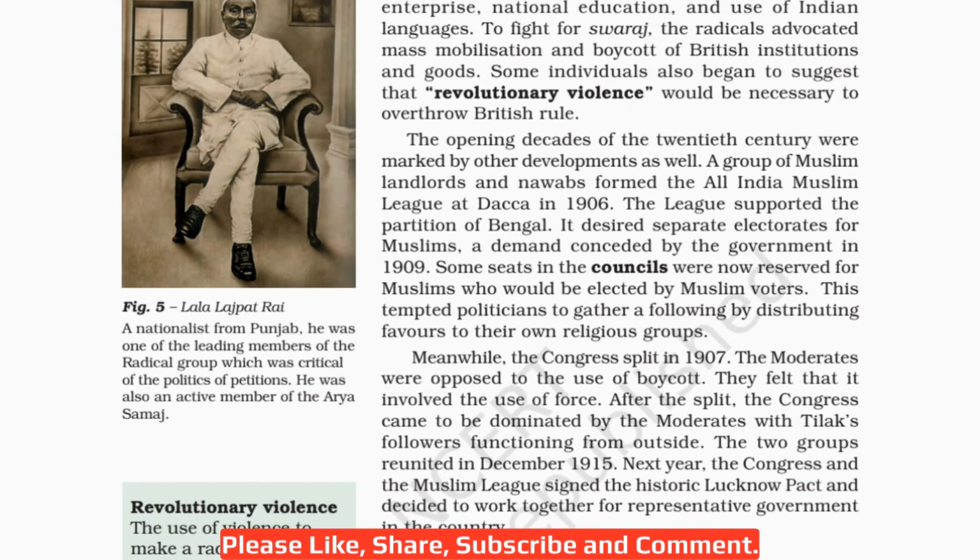Okay. The opening decades of the 20th century were marked by other developments as well. A group of Muslim landlords and Nawabs formed the All India Muslim League at Dhaka in 1906. The league supported the partition of Bengal. It desired separate electorates for Muslims, a demand conceded by the government in 1909. Some seats in the council were now reserved for Muslims who would be elected by Muslim voters. This tempted politicians to gather a following by distributing favors to their own religious groups.